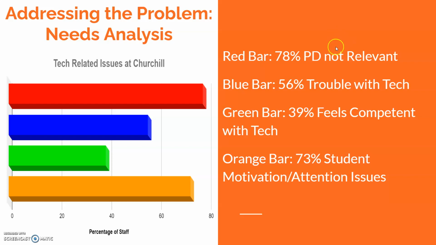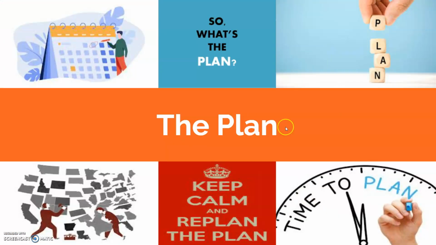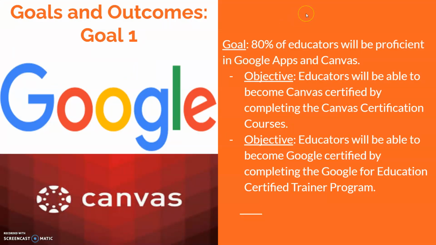So the two issues that we really felt encompassed not only all this data, but really needed addressing was that staff understanding and proficiency with technology was very underwhelming. Most staff did not feel very proficient with the technology they were using, and staff also felt that student motivation and attention was quite low, which was impacting grades as well as other issues in the classroom. So, keeping these issues in mind, we put a plan together.